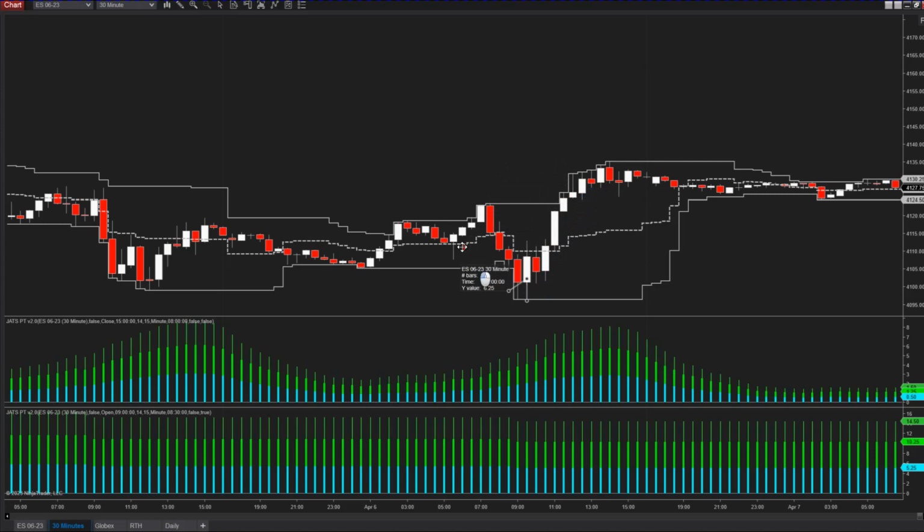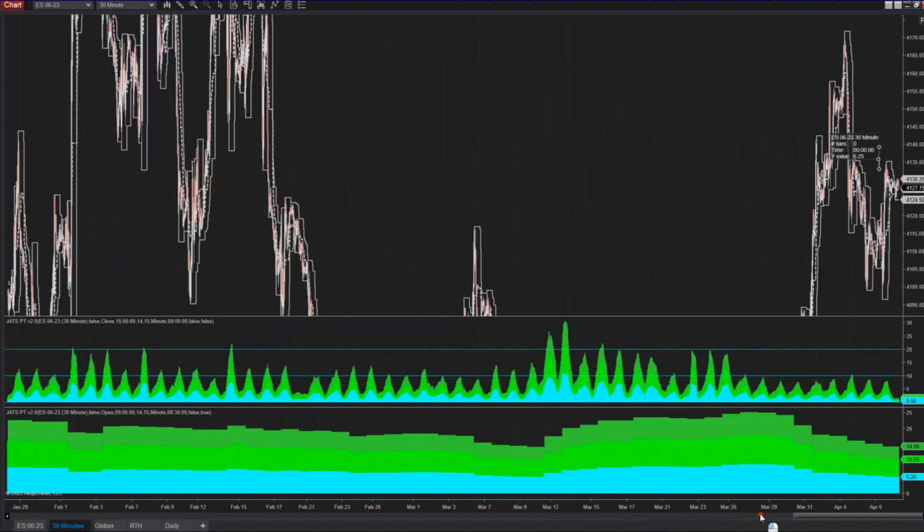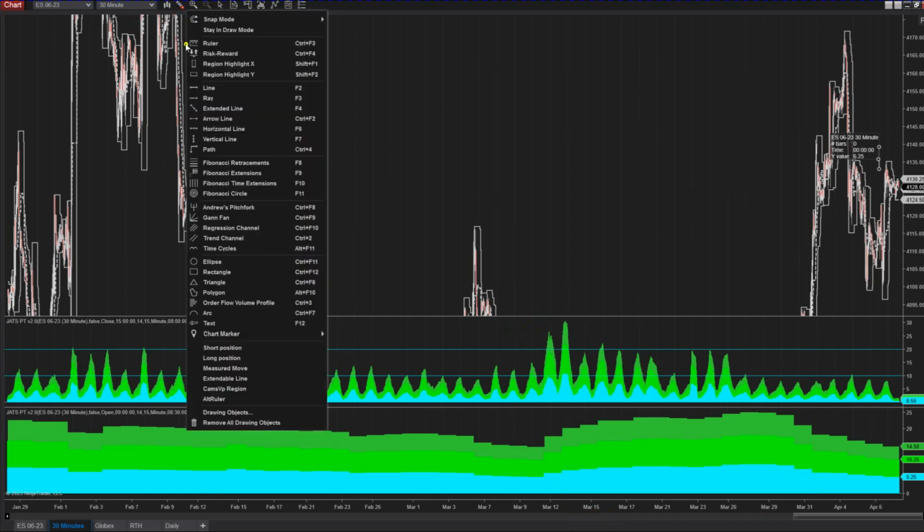So that is how to use the Jats PT. You can measure your low vol 10-point range, medium vol 10-point to 20-point, and high vol above 20. Maybe you don't even want to take trades when it gets above 20. You can say that it's just too volatile and you don't want to trade during this high volatility environment.